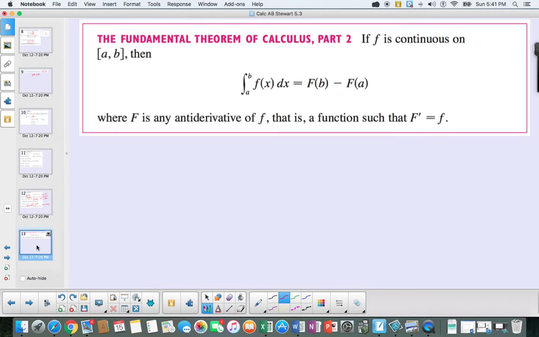Let's take a look at Fundamental Theorem of Calculus, Part 2. This says if f is continuous on the closed interval from a to b, then the definite integral from a to b of f of x dx is equal to the antiderivative of the upper limit minus the antiderivative of the lower limit. We did prove this before, but let's take a look at it again.